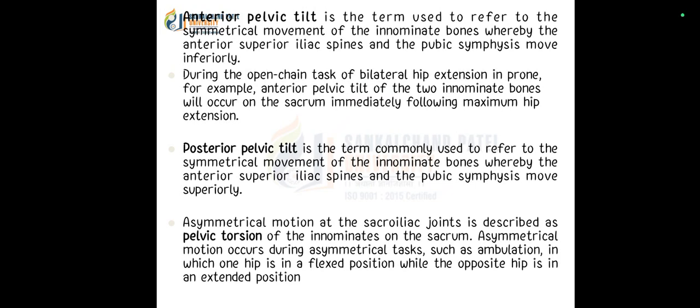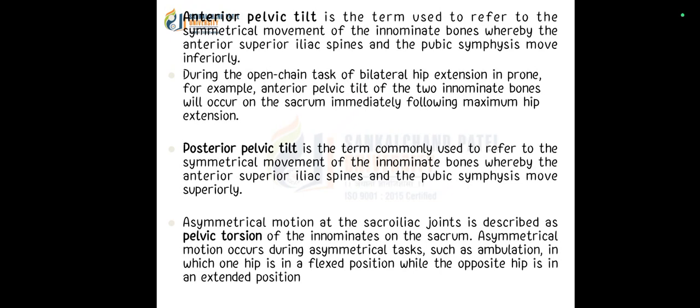Anterior pelvic tilt is the term used to refer to the symmetrical movement of the innominate bones whereby the anterior superior iliac spine and the pubic symphysis move inferiorly. During the open chain task of bilateral hip extension in prone, for example, anterior pelvic tilt of the two innominate bones will occur on the sacrum immediately following maximum hip extension. Posterior pelvic tilt is the term commonly used to refer to the symmetrical movement of the innominate bones whereby the anterior superior iliac spines and the pubic symphysis move superiorly.